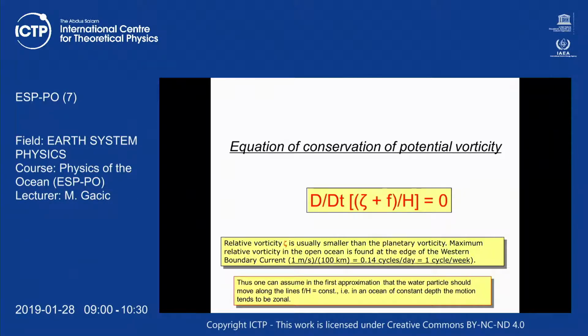That means that if we increase h, the particle should move toward a higher value of f, and vice versa. If we decrease h, the particle will move to smaller values of f. So if the particle comes to the deeper part of the ocean, in order to maintain the potential vorticity, in order to maintain f over h constant, it has to move southward, and vice versa. Okay, we'll see a few examples of how that looks.